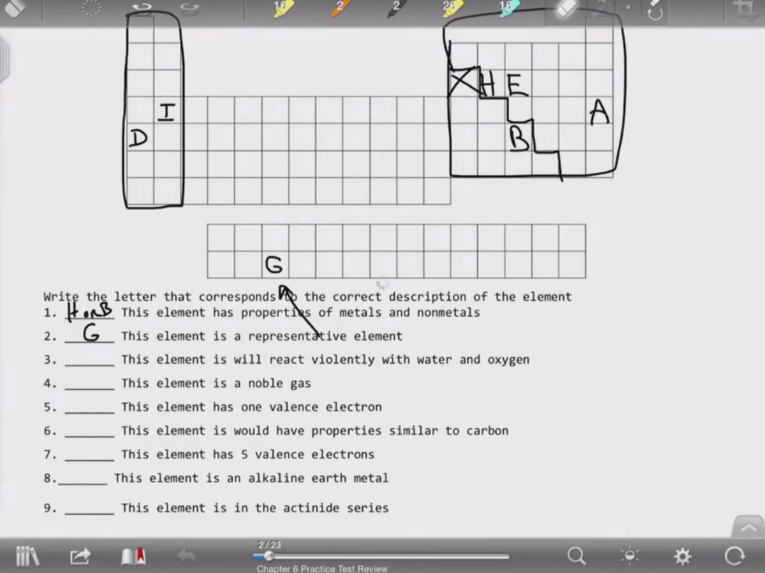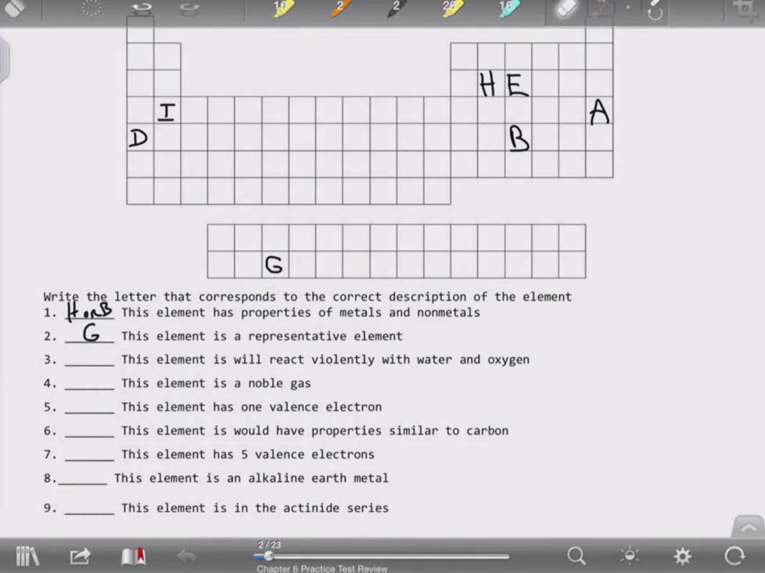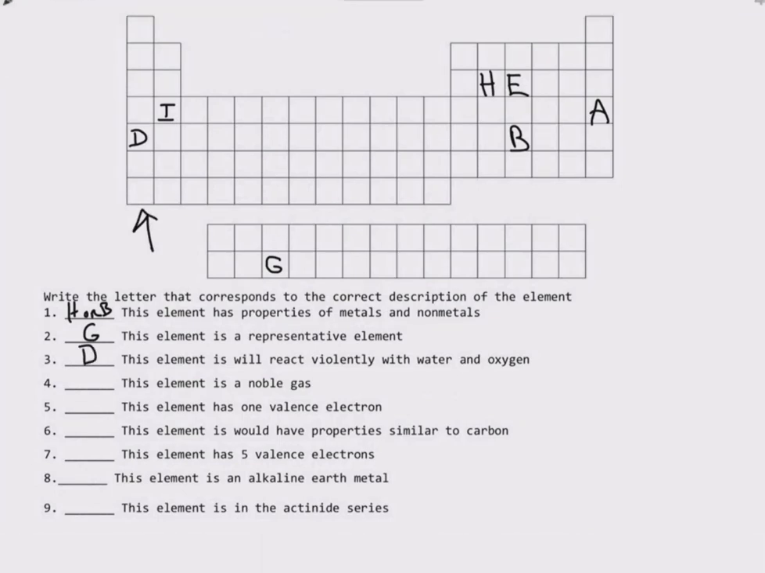The ones that will react violently with water and oxygen are the alkali metals, which are in this group here, the first column of the periodic table. The answer there would be D. Noble gases are the elements on the far right-hand side, so element A would fall into the noble gas category.